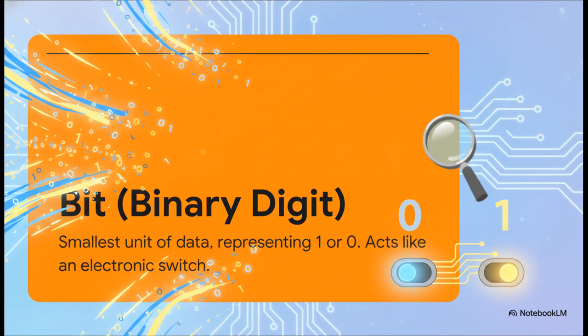Now I want you to think of a bit exactly like a standard light switch on your wall. Deep inside your processor, there are microscopic electronic switches. When a switch is open, the electricity stops, the light is off, and the computer reads a 0. When the switch is closed, electricity flows, the light is on, and the computer reads a 1. Literally every piece of digital media you consume is just billions of these microscopic light switches flipping on and off.